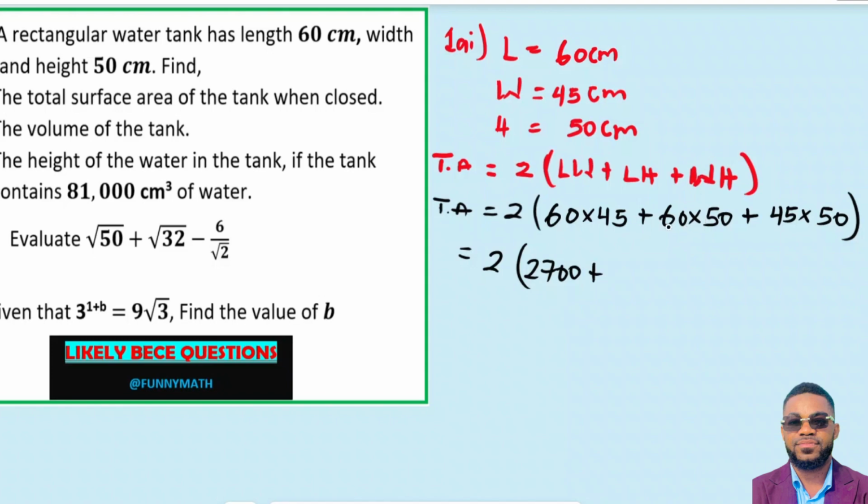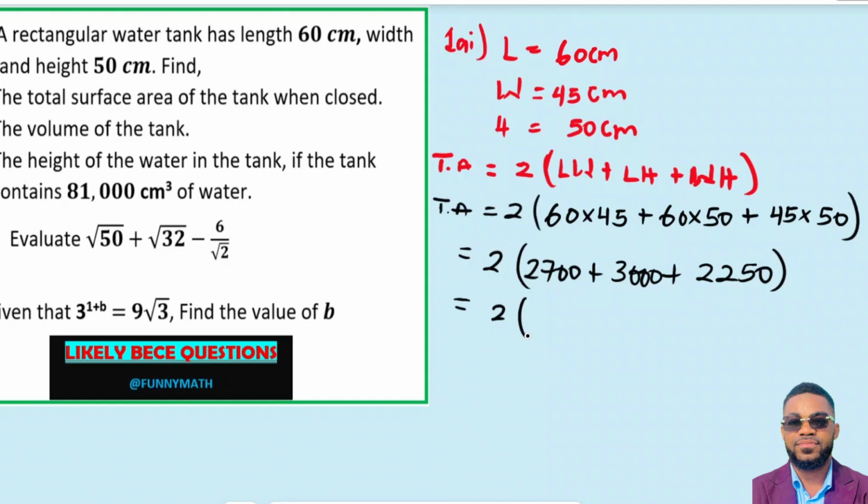So we have 2,700 plus 60 times 50. That's very simple. We just have to multiply the 6 by 5 to get 30. So that's going to be 3,000. So we have 3,000 here, plus 45 times 50. So that also gives us 2,250. So these are the values that we're going to get. We still have to simplify the ones in the bracket. So we have 2,250 plus 3,000. That will give us 5,250.